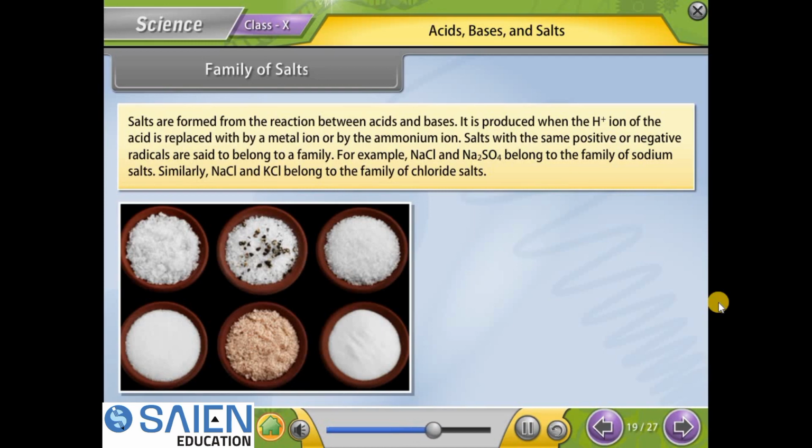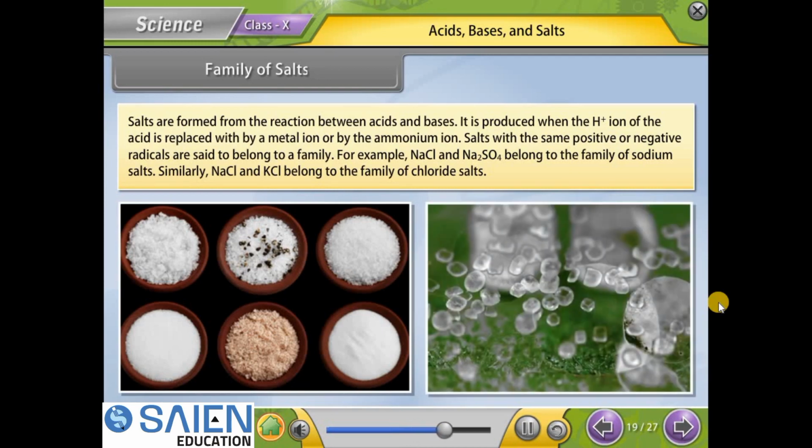For example, NaCl and Na2SO4 belong to the family of sodium salts. Similarly, NaCl and KCl belong to the family of chloride salts.